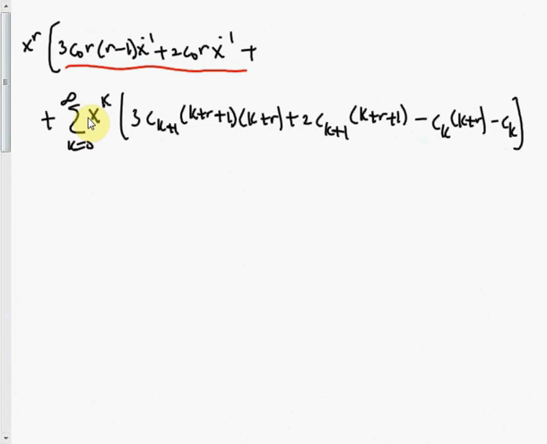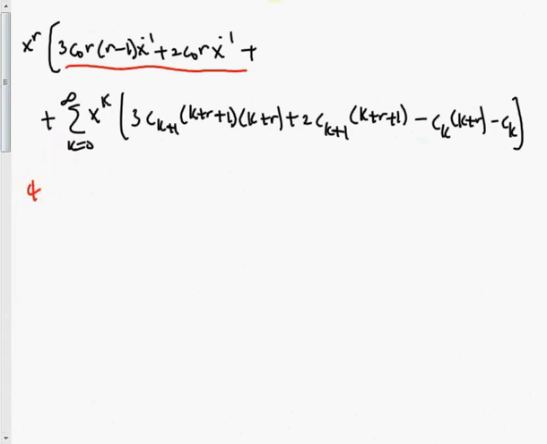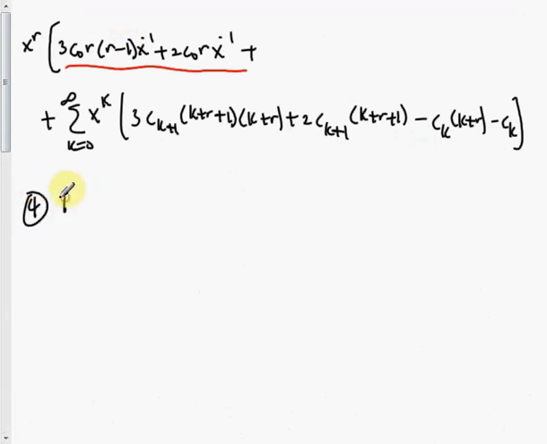So, anyway, step number 4: determine the indicial roots r. We determine r from this first part here.